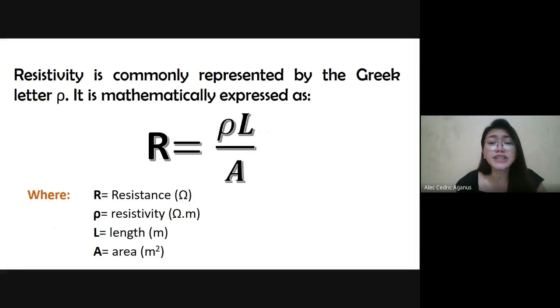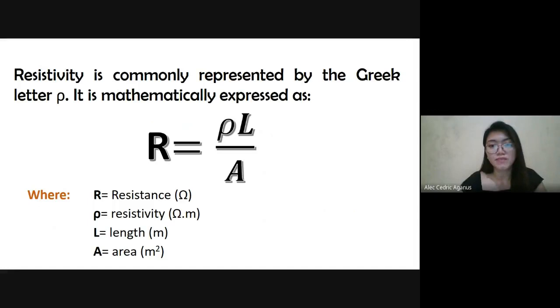Resistivity is measured in ohm meter, length is measured in meter, and area is measured in square meter. In order for us to get the equation for resistivity, we have this mother formula, the original formula for the resistance. Now we have to derive the equation of resistivity.